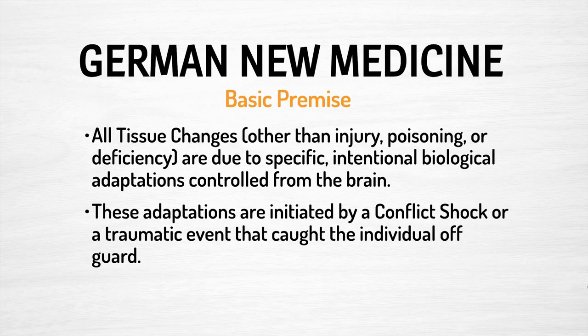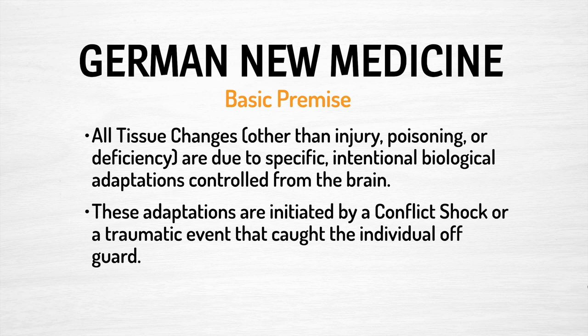All right, so let's get started by just going over the basic premise of German New Medicine. This is the discovery and life's work of Dr. Rieke Geerd-Hammer, who discovered that tissue changes in the body, symptoms, what we call diseases, other than that due to injury, poisoning, or some type of nutritional deficiency, all tissue changes, all sickness diseases, are due to very specific, intentional, biological adaptations that are controlled from the brain. These adaptations are initiated by a moment in time when an individual was caught off guard by some type of conflict shock or a traumatic event that they were not prepared for.